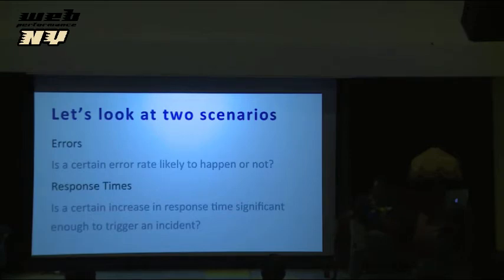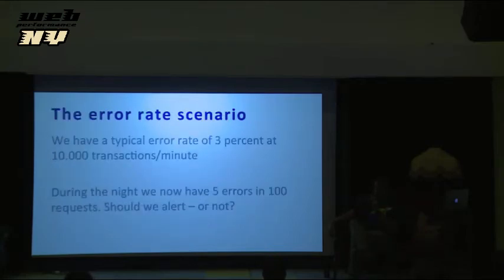We'll now look at 2 scenarios, the scenarios we had in the beginning. The questions we're asking ourselves are: is a certain error rate likely to happen or not? Or is a certain increase in response time significant enough to trigger an incident or not? We again take the example from the beginning. We have a typical error rate of 3% at 10,000 transactions. During the night, we now have those 5 errors in 100 requests. Should we alert or not?